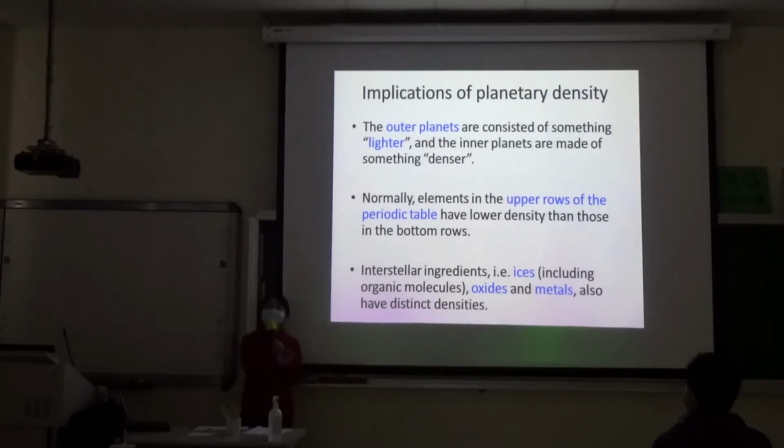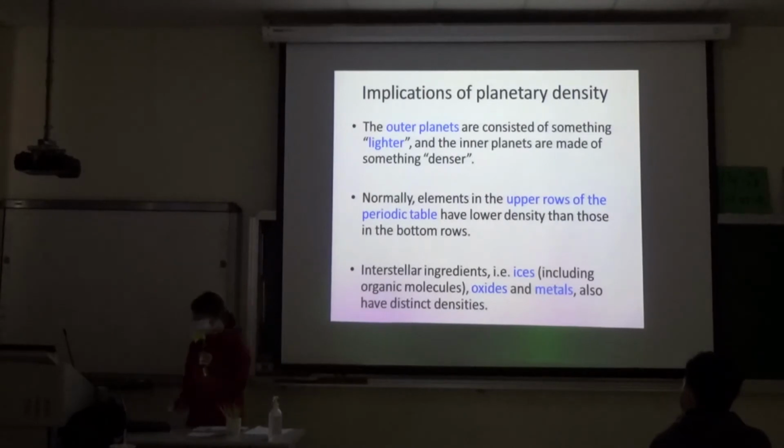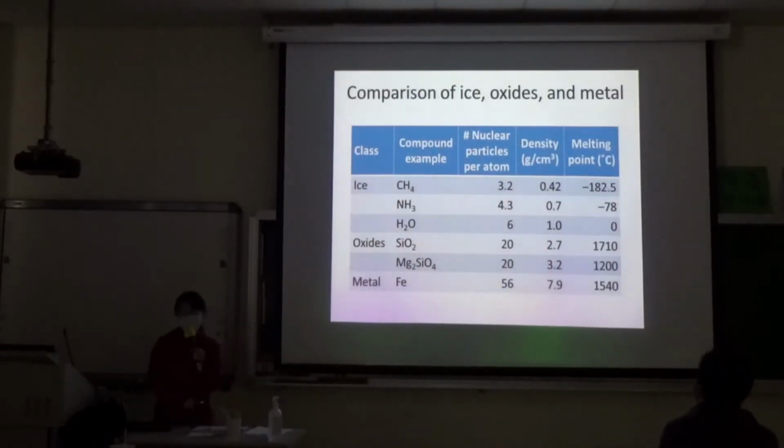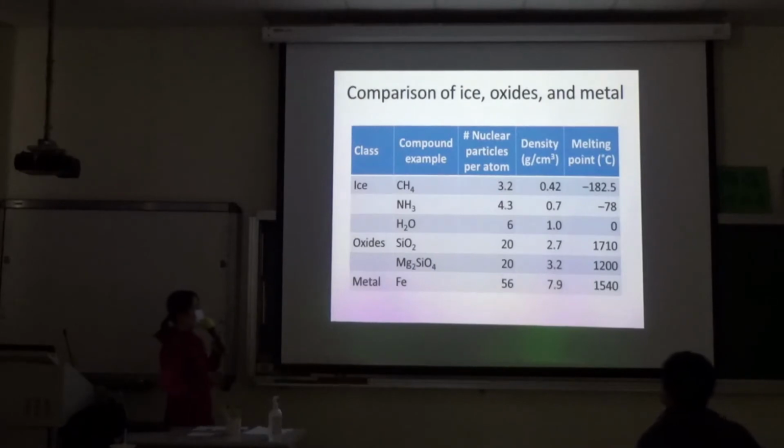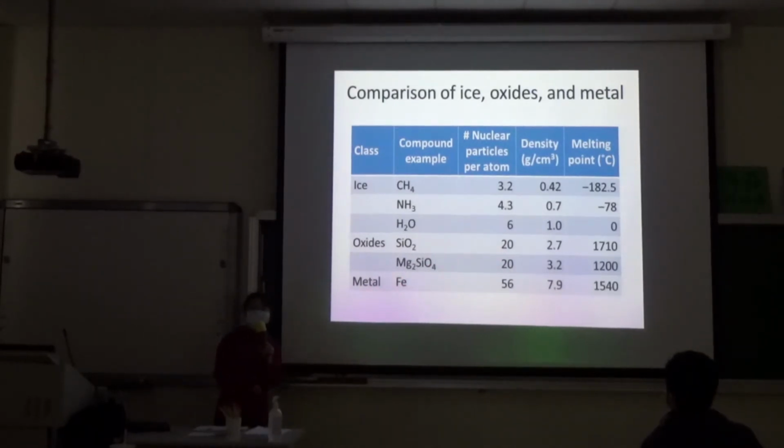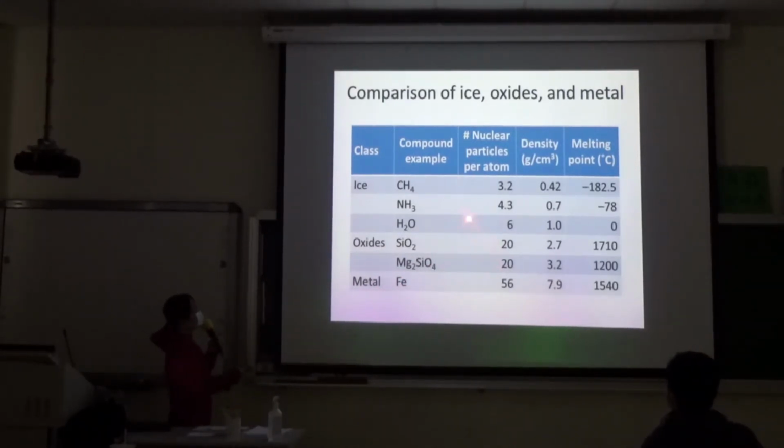So when you have densities, you can base on this information to make some guess what might be the component in that planet. And when we talk about ice or oxides or metal, what exactly are we talking about? So we actually talk about methane, ammonia, water, silicates, magnesium silicates, and iron. That will be the substances we will talk about. And this is their density at 1 atmosphere.